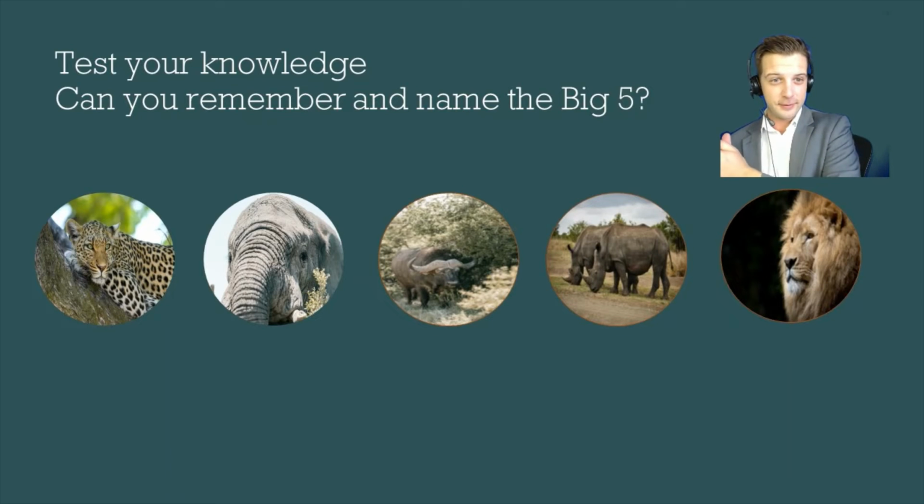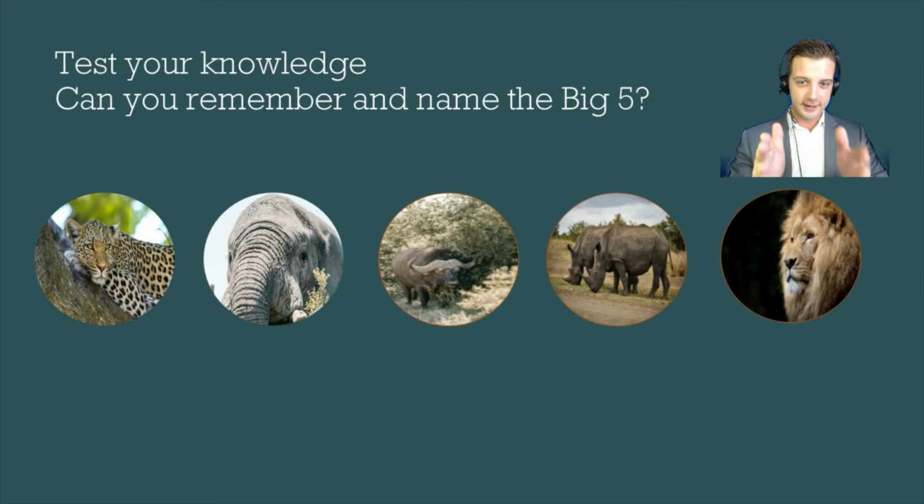So the one on the left is the leopard. The next one is the elephant. The next one is the Cape buffalo. The next one is the rhinoceros or rhino. And the next one is the lion.